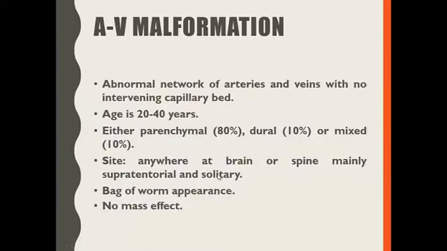And now we will talk about AV vascular malformation, or arteriovenous malformation, which is an abnormal network of arteries and veins with no intervening capillary bed. It occurs in young age, 20 to 40 years old. It may be parenchymal, dural, or mixed. It can occur anywhere in the brain or spine, and it is described as a bag of worms appearance. AVM can be very big, but without mass effect, unless hemorrhage occurs.